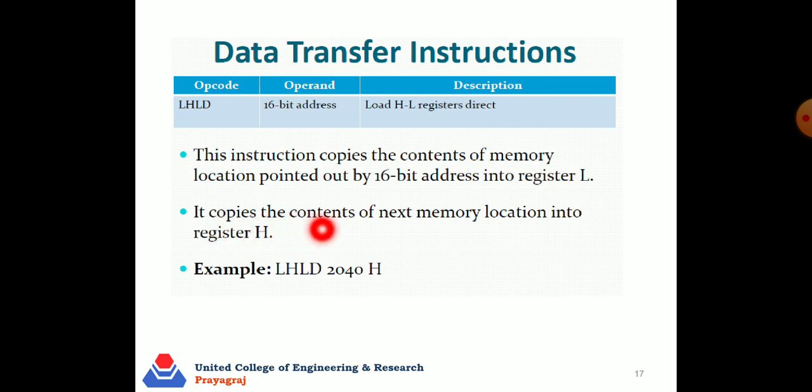It copies the content of the next memory location into register H. It means it takes two consecutive memory locations. Whatever content is in the first location is copied to L, and the address is automatically incremented by 1. Then whatever the content of the next memory location is copied to H. Example, LHLD 2040H.